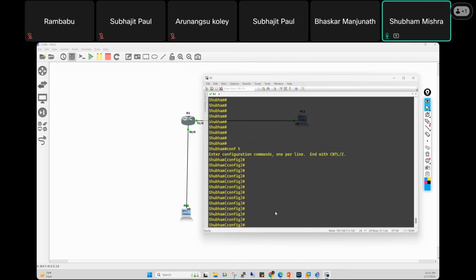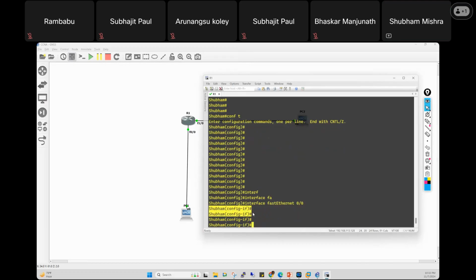So I need to move and go into which mode? Interface configuration mode. On which interface? Fast Ethernet 0/0 interface configuration mode. So what will I write? Interface fast Ethernet 0/0. When I write interface fast Ethernet 0/0, suddenly I move into which mode? That is called interface configuration mode.